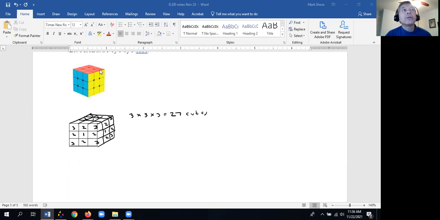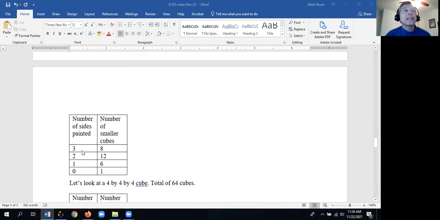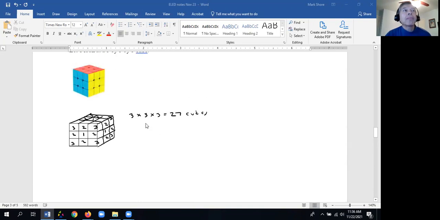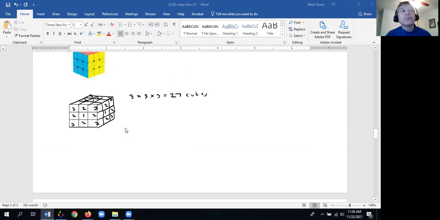Now, how many corners are there? Well, 1, 2, 3, 4 on the top, and on the bottom, 1, 2, 3, 4. So there's a total of 8 cubes that have 3 sides painted on this 3 by 3 by 3. Now, how about how many have 2 sides painted? We're looking for 2 sides painted.